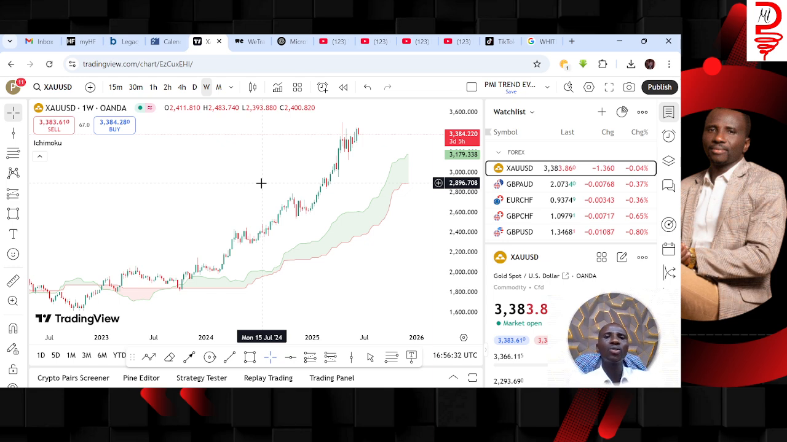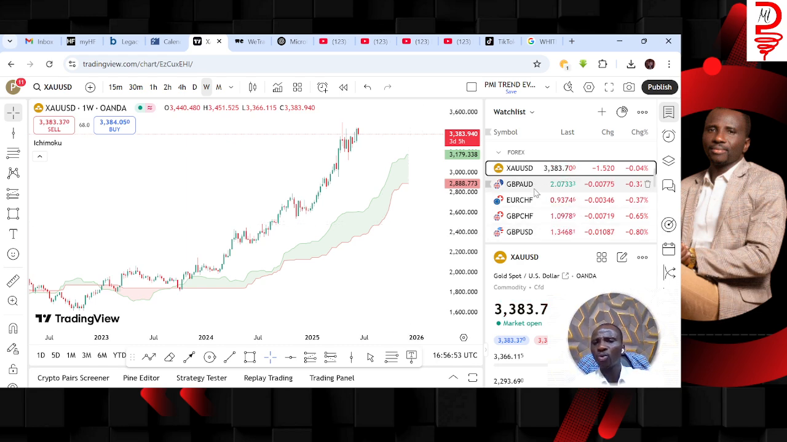So if you really want to have a picture of the position of a particular asset in terms of the direction globally, you make your chart to be on the weekly chart, then you apply the tool, you make it active, then at a glance you can ascertain the direction of the market.